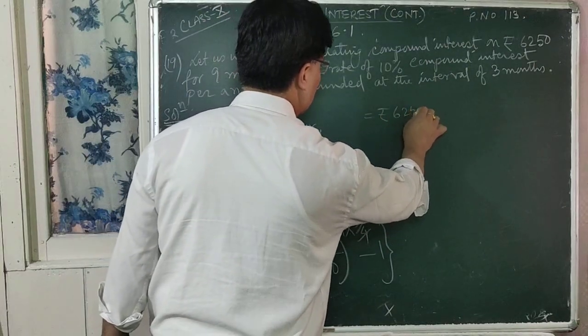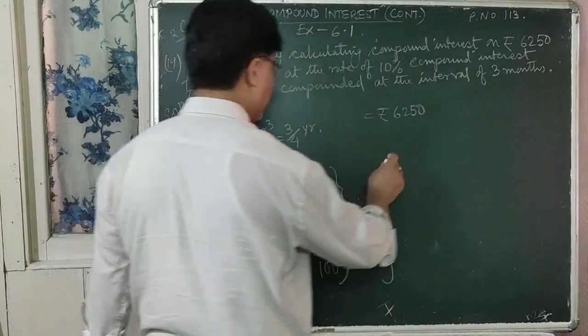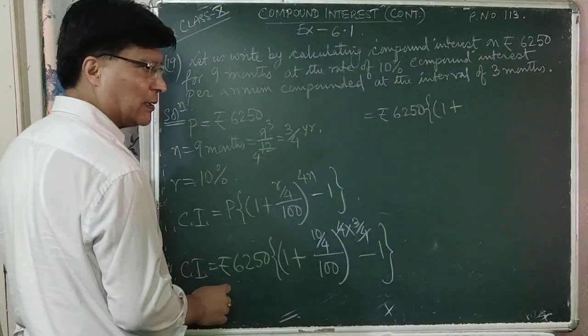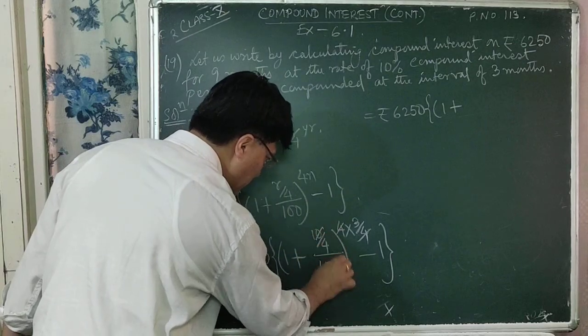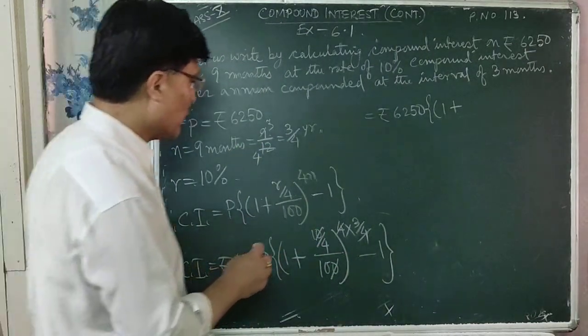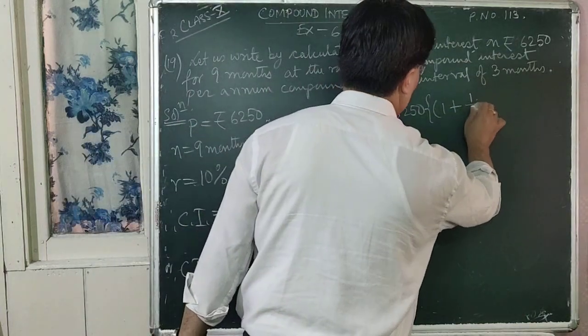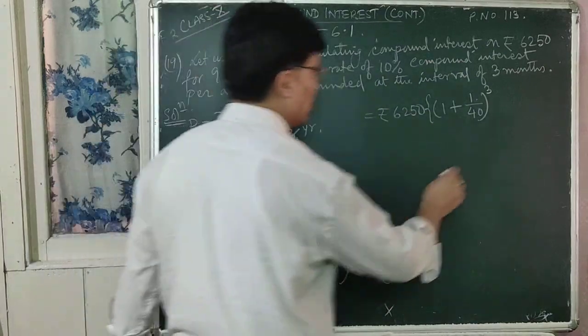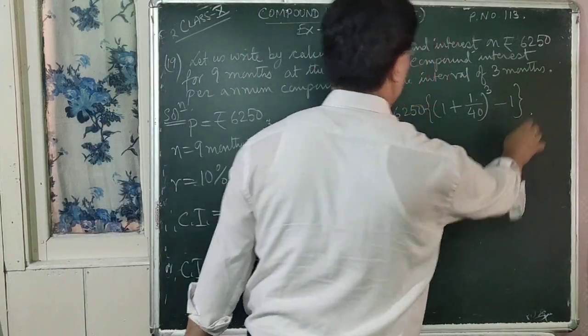Rupees 6250, now within second bracket 1 plus. So here you can cancel this 0, the 0 gets cancelled. 4 and 10 can be multiplied, that is 1 by 40. 1 by 40, this is whole cube. Right? Then you have to write minus 1.